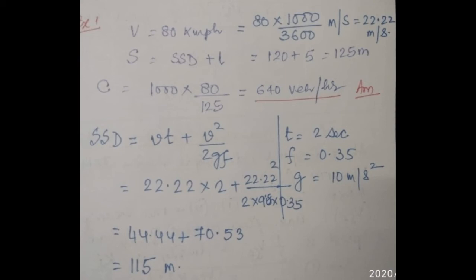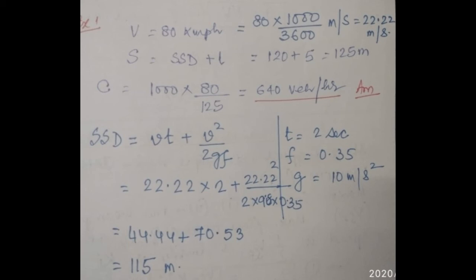See, safe stopping distance SSD is given as Vt plus V square by 2Gf. So V is given as 22.22. Reaction time T is given as 2. V square, that is 22.2 square, divided by 2 into G into F. What is G? G is the acceleration due to gravity. Now see, the value of the acceleration due to gravity is 9.81.